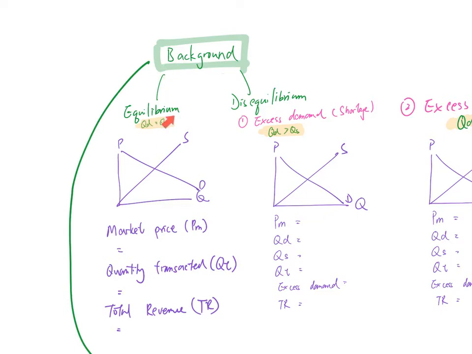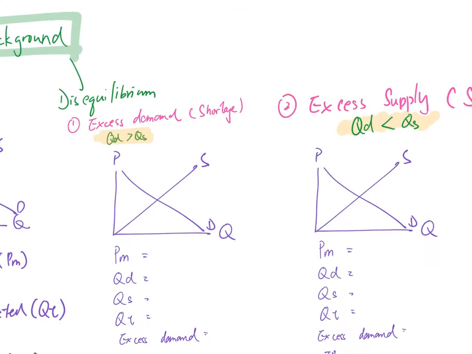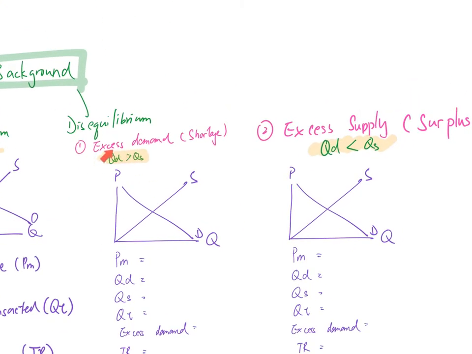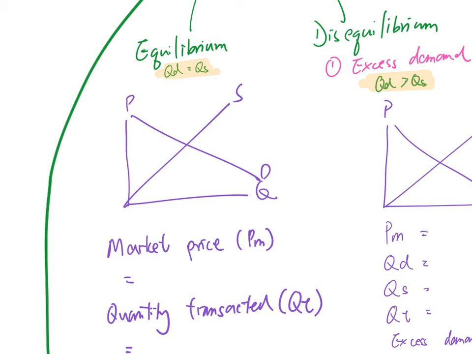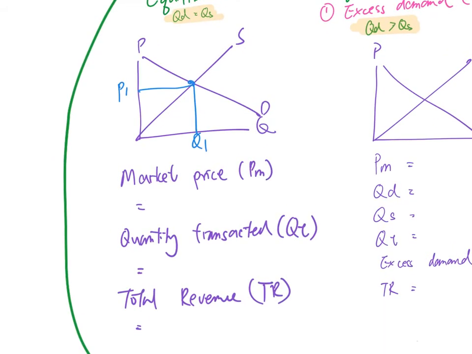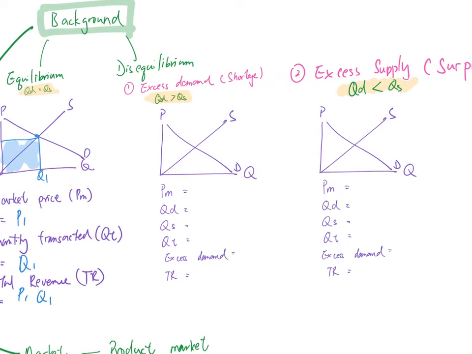So for the background, we know that there are only equilibrium and disequilibrium. And also, that is only excess demand and excess supply. So let's understand the diagram of them. Okay, so let's go here. Equilibrium, simple. We just found out the interception point, that's a P1 and Q1, that is the equilibrium. Then we can find the market price is P1, that is quantity transacted is Q1. Total revenue, simple, P1, Q1, okay? That means this area. Very simple, equilibrium.